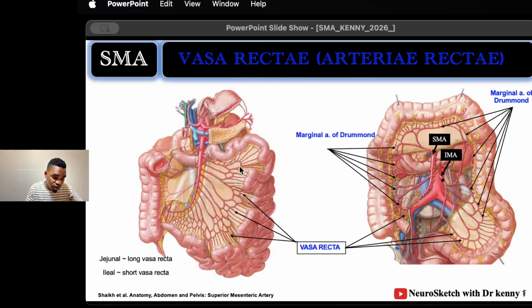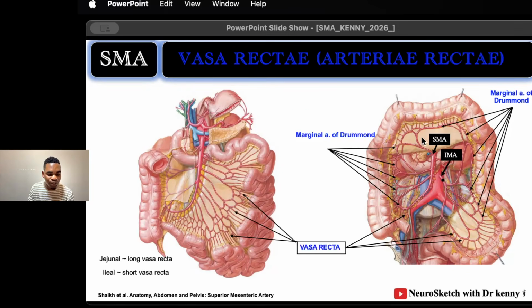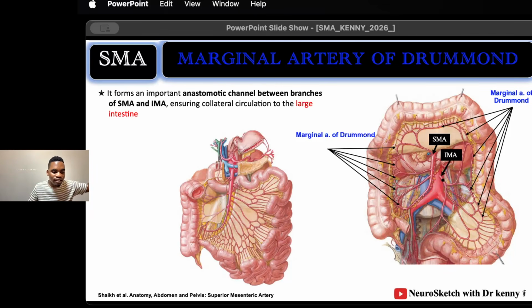This is because the jejunum has a small number of arcades as compared to the ileal branches, which have a lot of these arcades. Remember, one more time, the marginal artery of Drummond is not present in the small intestine. It's only present in the large intestine, to make sure we have anastomosis between the branches of the superior mesenteric artery and the inferior mesenteric artery, and it ensures collateral circulation to the large intestine.